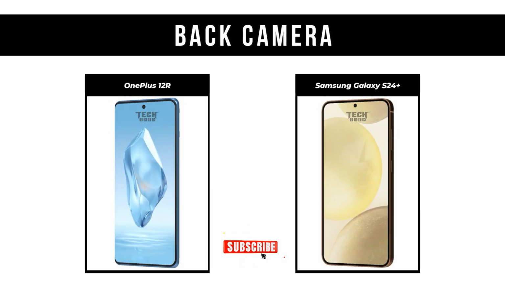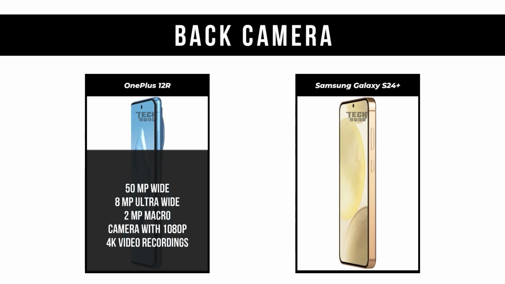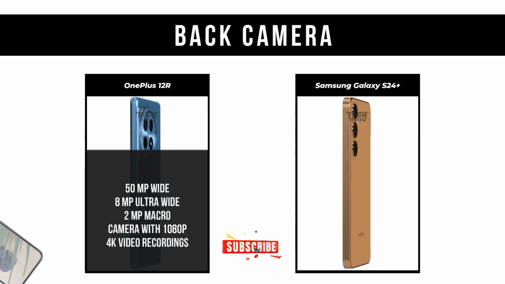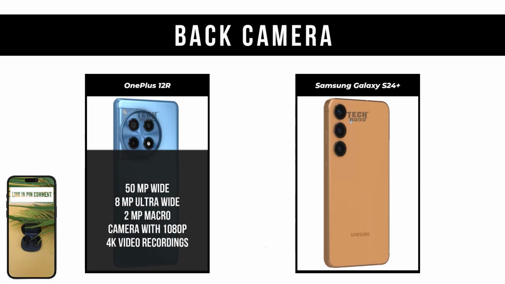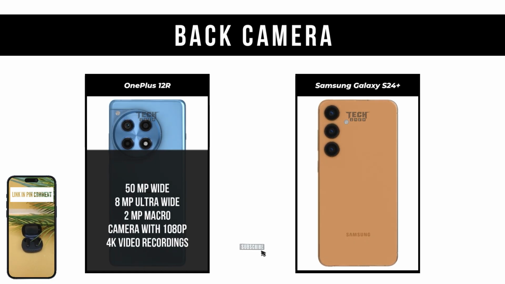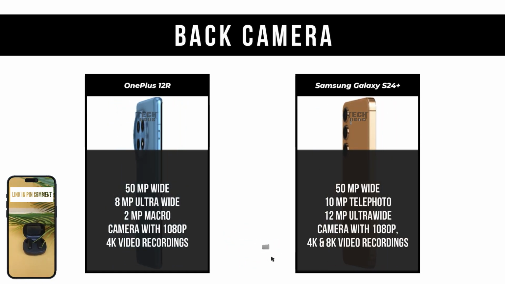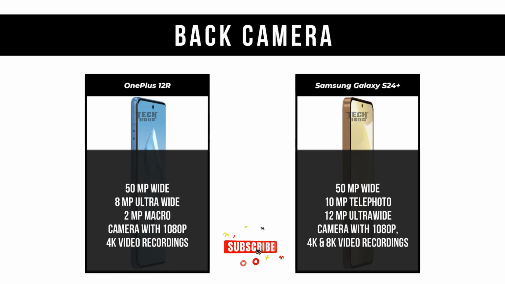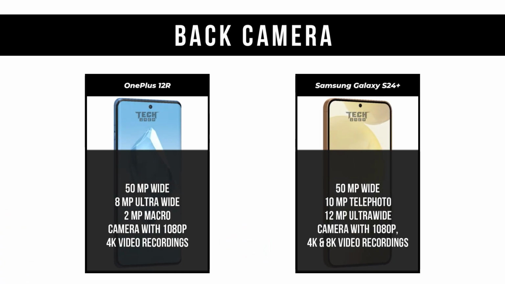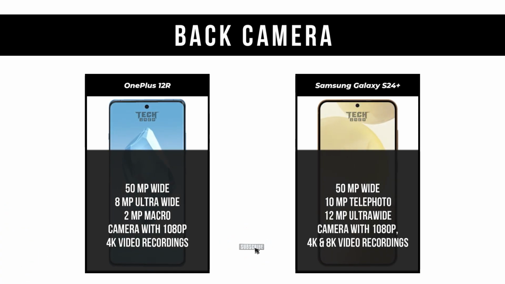Back camera. OnePlus 12R is 50MP wide, 8MP ultra-wide, and 2MP macro camera with 1080p and 4K video recordings. Samsung Galaxy S24 Plus is 50MP wide, 10MP telephoto, and 12MP ultra-wide camera with 1080p, 4K, and 8K video recordings.